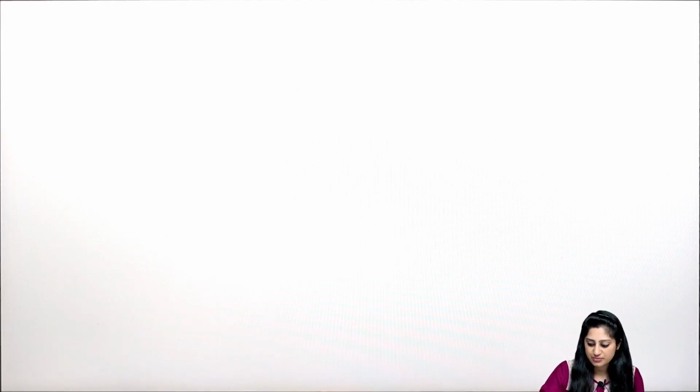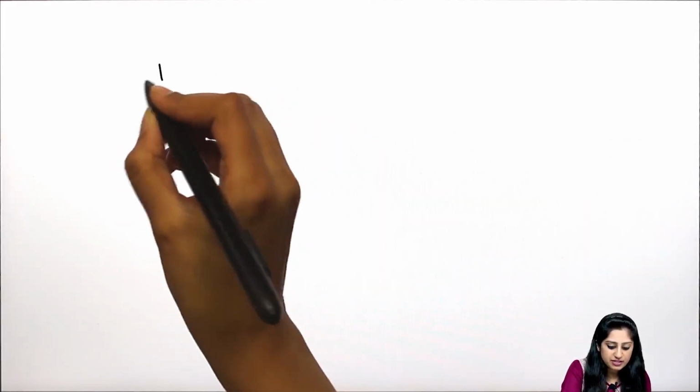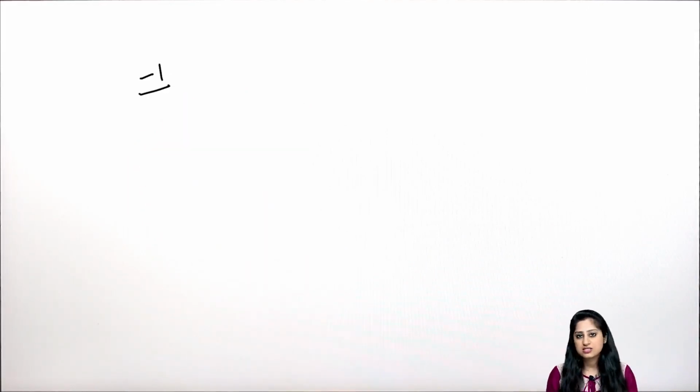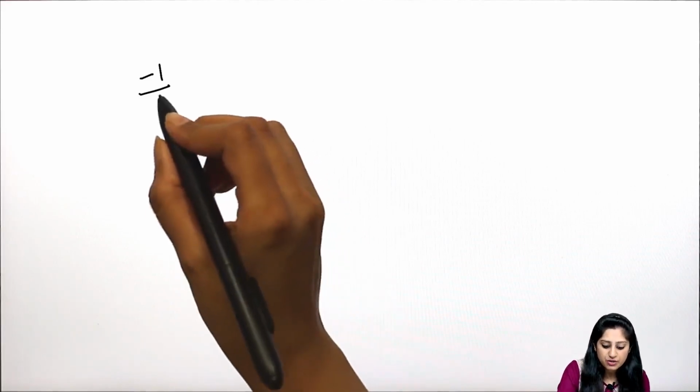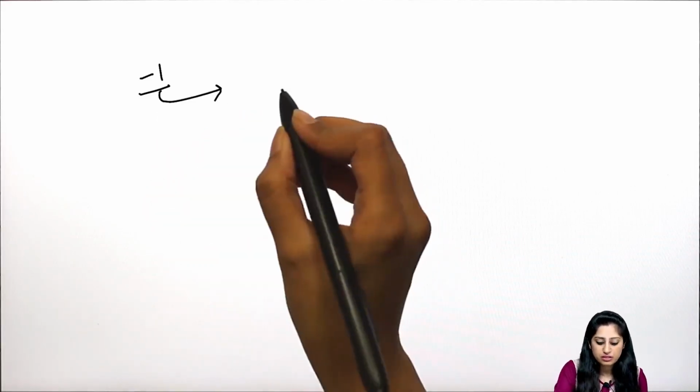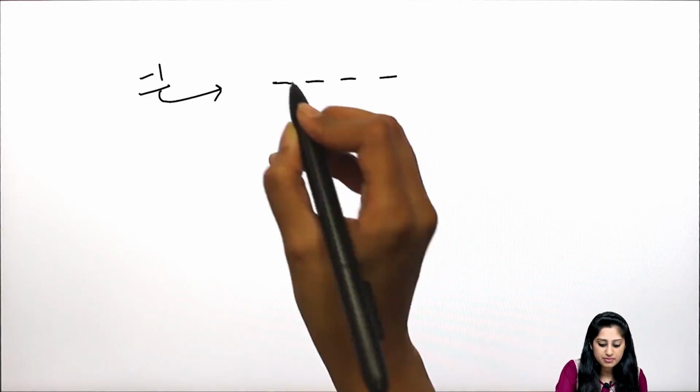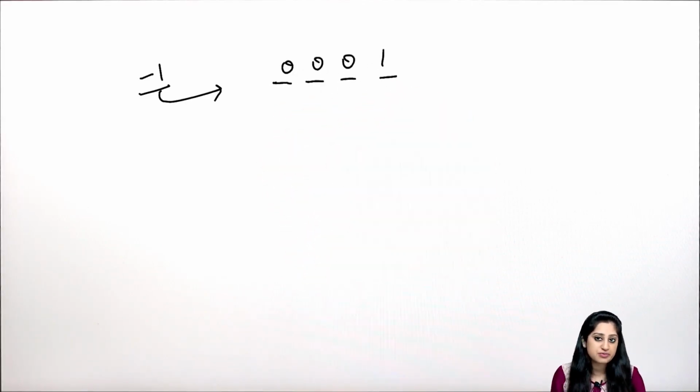In fact, let's take another example. Let's say I have to store minus 1. How do you think minus 1 is going to be stored? Because this is a negative number, you will have to store it in its 2's complement form, right? So how are you going to store it in its 2's complement form? Just write down the binary representation of 1. This is the binary representation of 1.